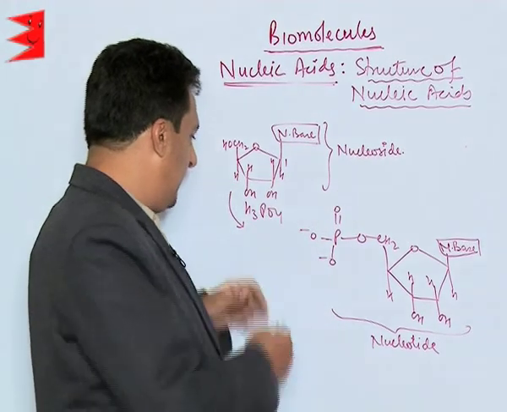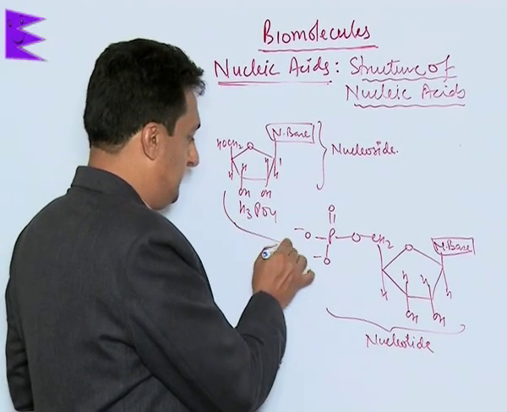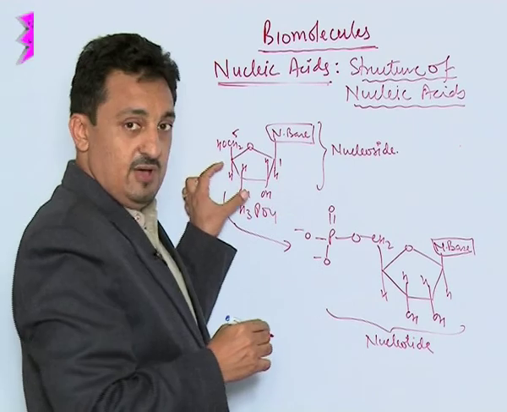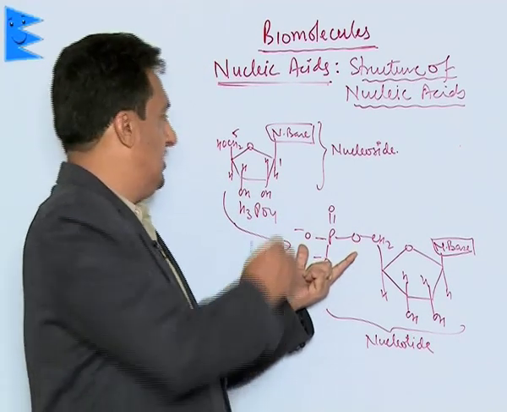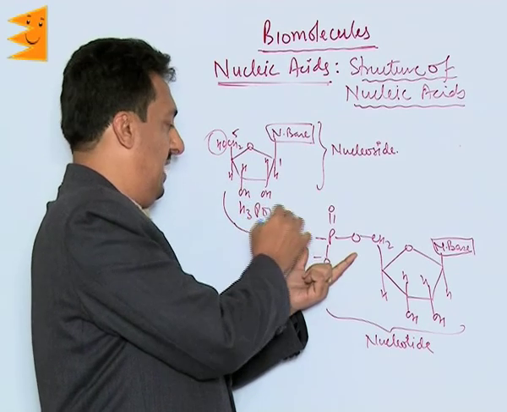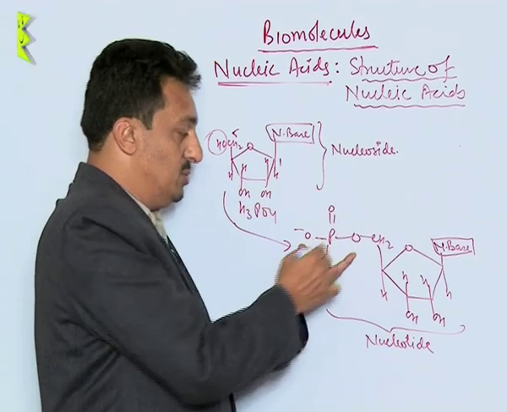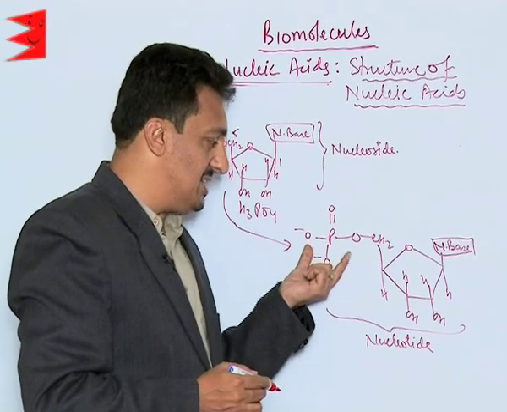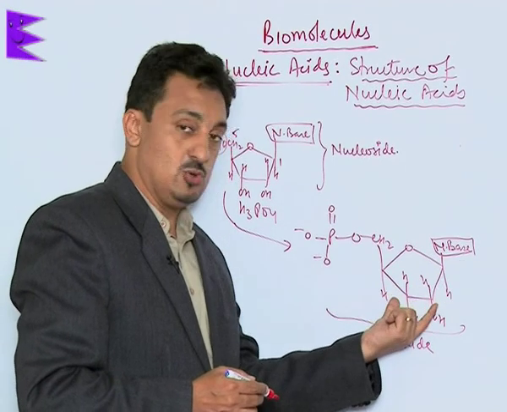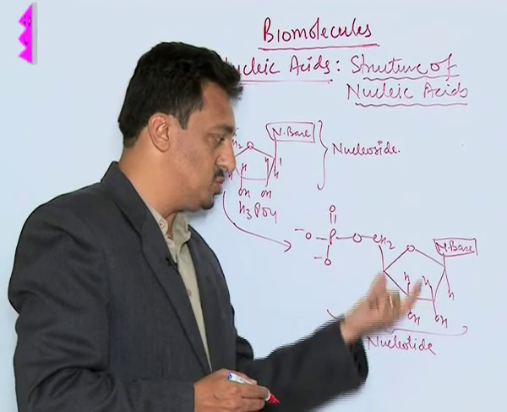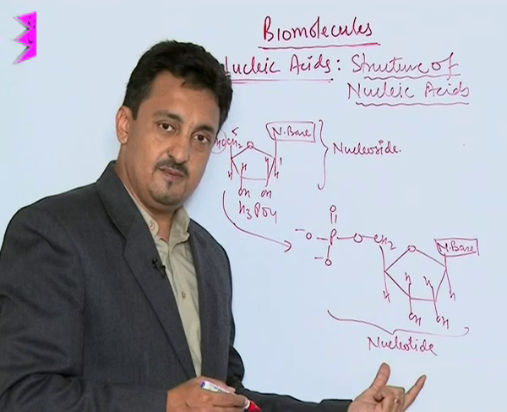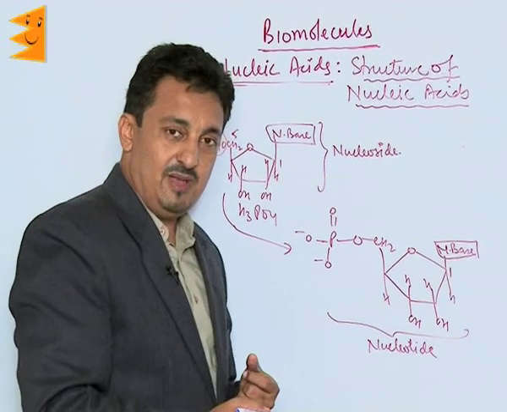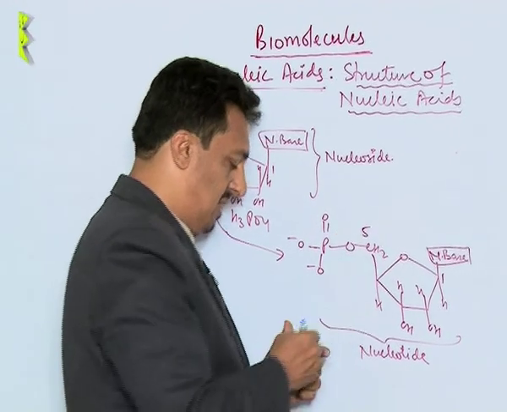Now, when a phosphoric acid molecule combines with this, it attaches itself to the fifth carbon atom of the pentose sugar like this. The OH of this alcohol of the fifth carbon and the OH group of the phosphoric acid lose water, and this is how they get attached. Now, this combination of phosphoric acid, nitrogenous base, and pentose sugar, these three is called nucleotide. Now, the nitrogenous base is always present at carbon number 1 of the pentose sugar, and the phosphoric acid is attached to the carbon number 5.